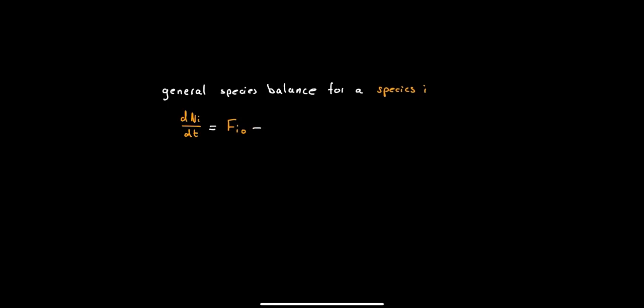So the general species balance for a random species I can be determined as following. The change of the species I with respect to time in a reactor is going to be the molar flow rate of the species I at the inlet, Fi0, minus the molar flow rate of the species I at the outlet, plus the reaction rate of the species I times the volume of the reactor.